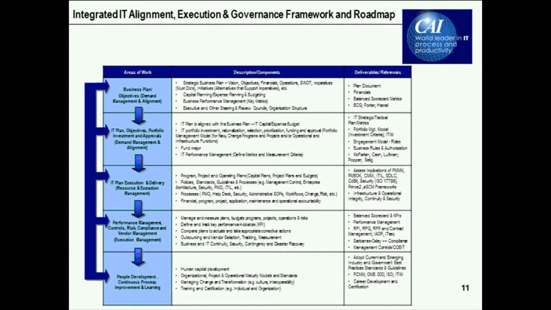Slide 11 identifies a pictorial representation of a framework with the areas of work that I just identified, the business plan at the very top box, and the people development at the very bottom box. And in the middle, there are a number of components that obviously support the areas of work that I've identified. And finally, the last column on the right deals with deliverables and references, etc.